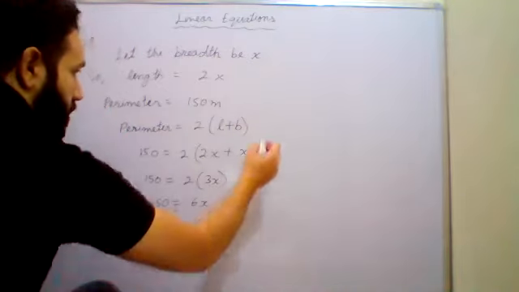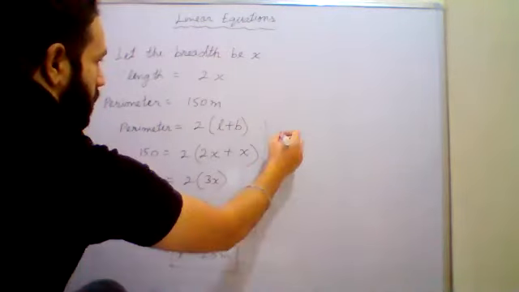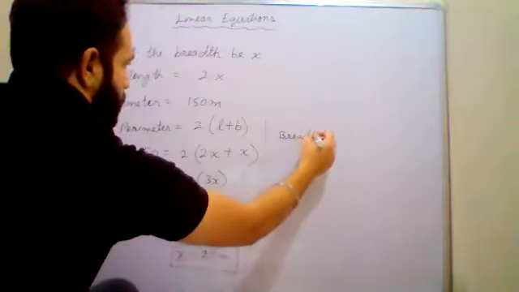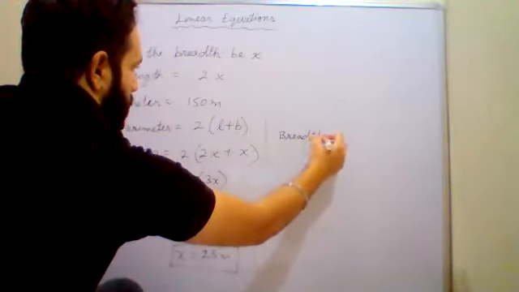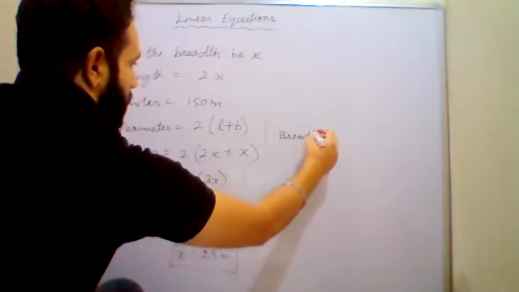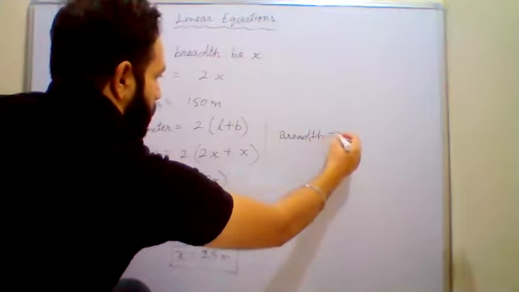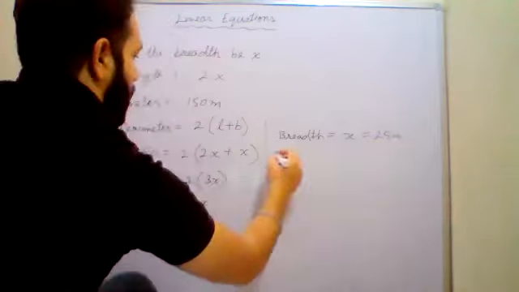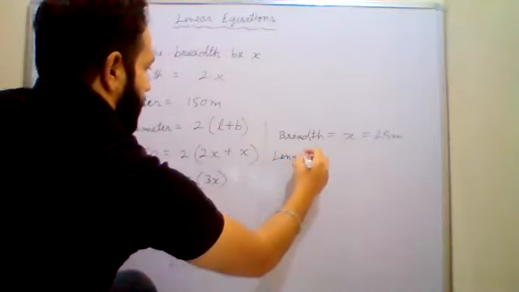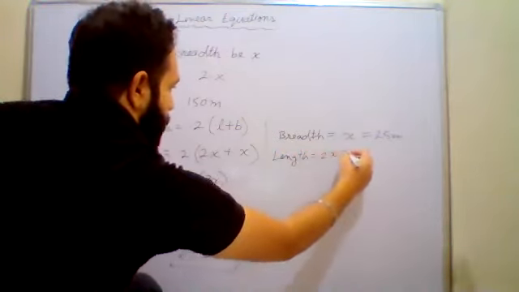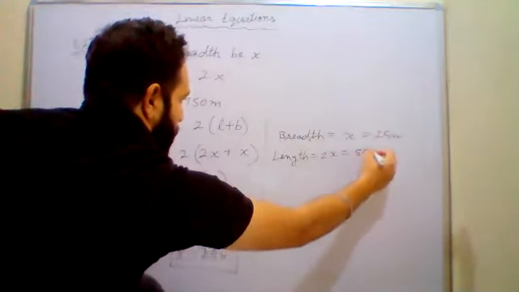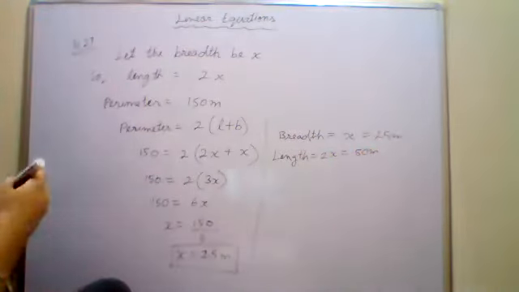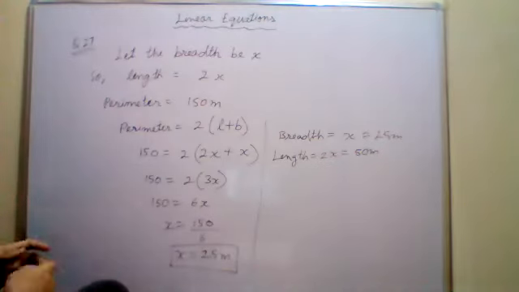Now you can write the breadth and the length. Breadth is equal to x, which is 25, and length is equal to 2x, so it will be 50 meters. These are your values of length and breadth. Got it?